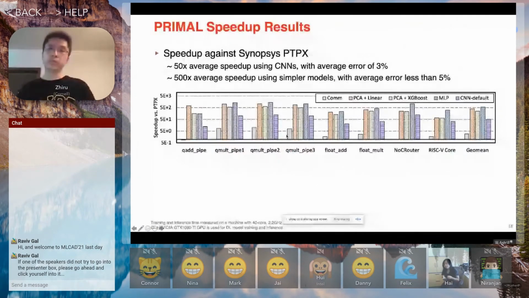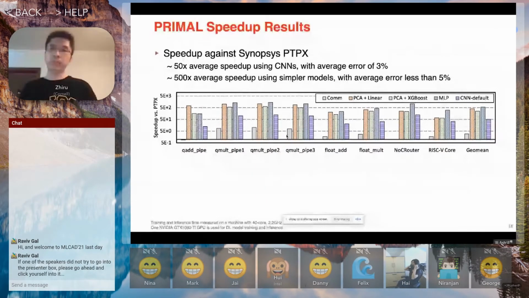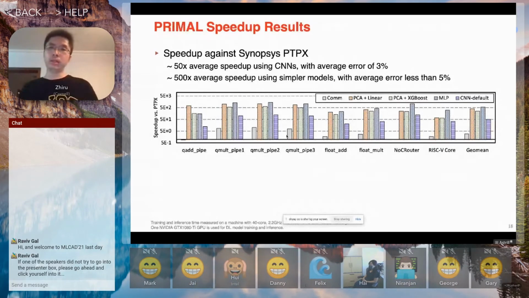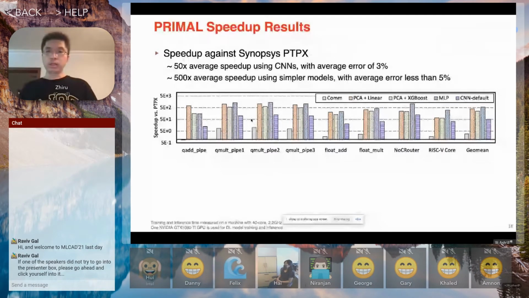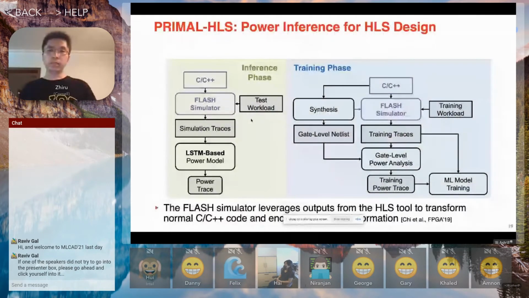Okay, so this is accuracy. In terms of speed up compared to Synopsys PTPX, on average, we can get 50x speed up with CNNs. With a simpler model, we can get even higher speed up, but with slightly higher error. So there's this trade-off. Okay. Hopefully this makes sense so far, right?